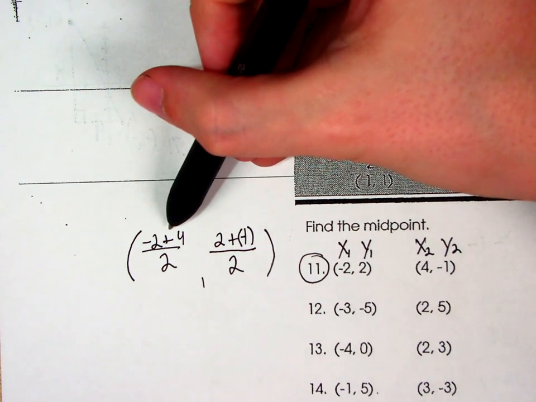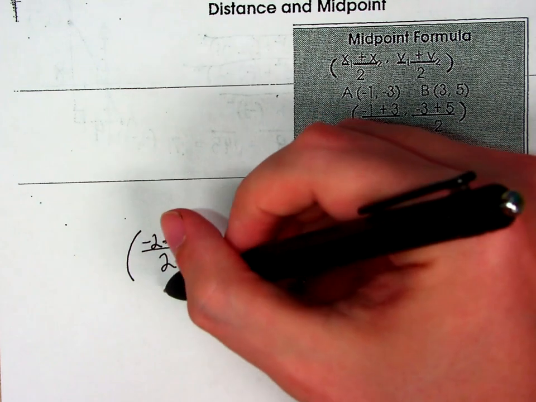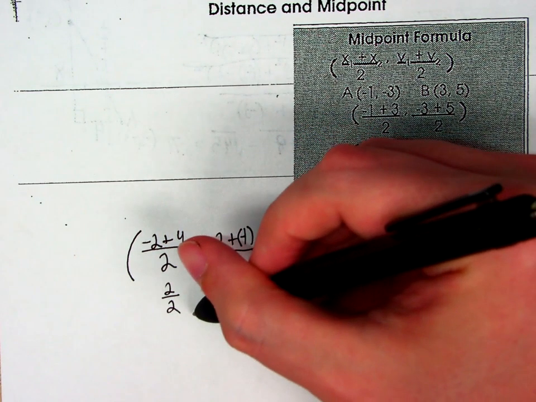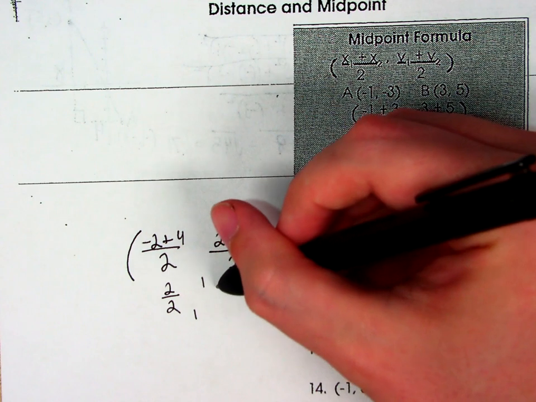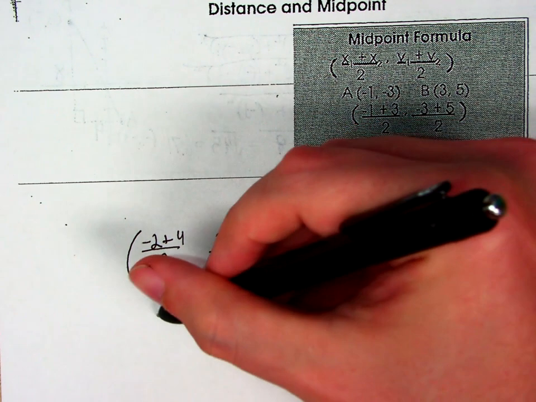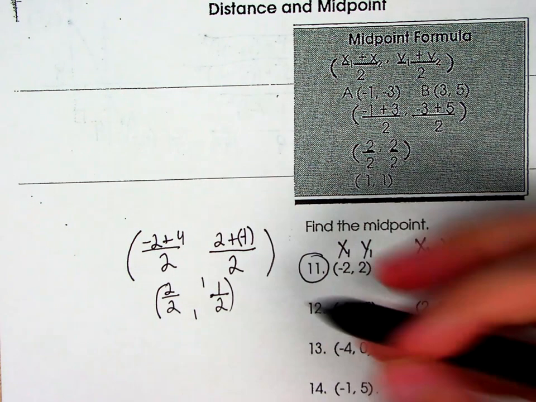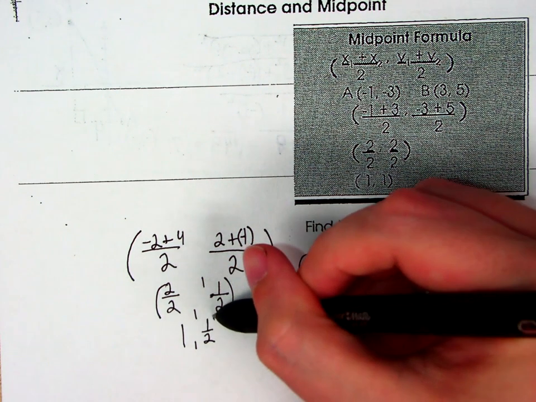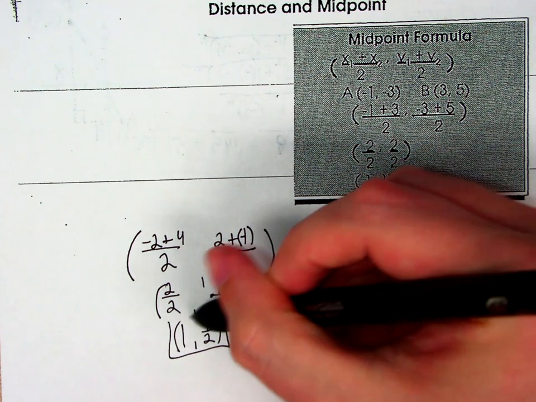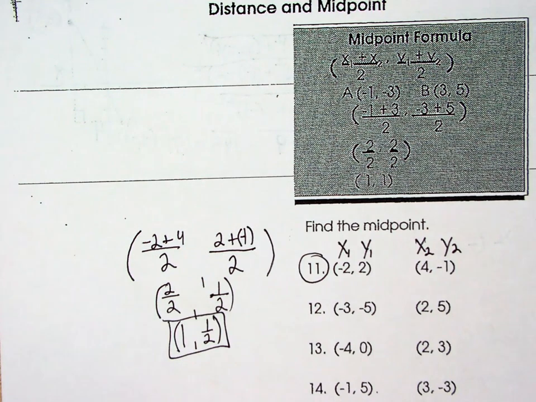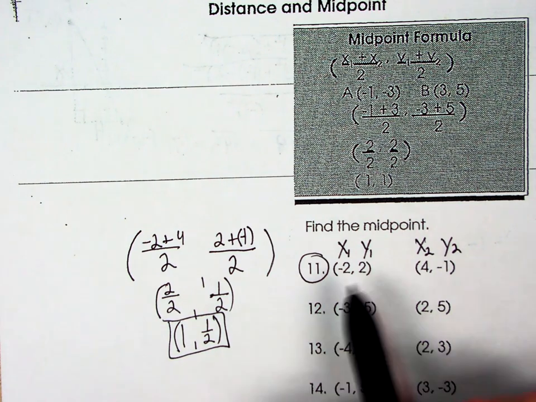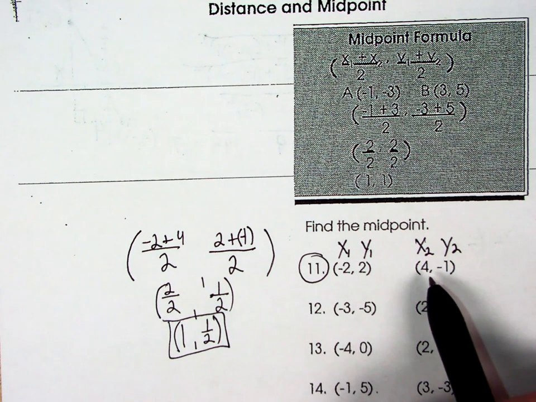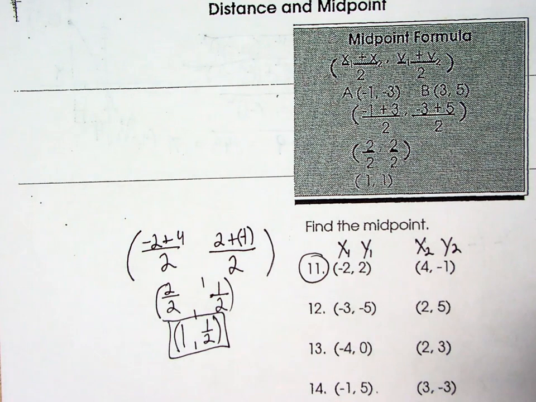I'll add -2 and 4. I'll get 2 over 2. I'll add 2 plus a -1. I'll get 1 over 2. And I'll simplify those two answers. 2 over 2 is just 1. 1 over 2 is just 1/2. We'd have this as our most simplified answer, the coordinate that is halfway between -2, 2 and 4, -1. That is our midpoint and distance formulas.